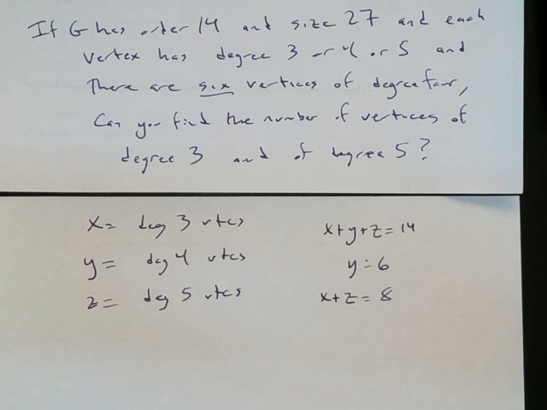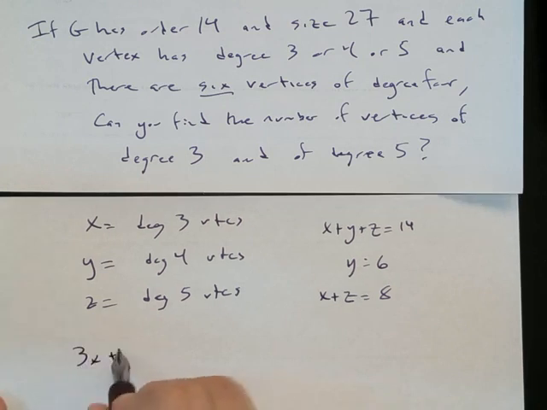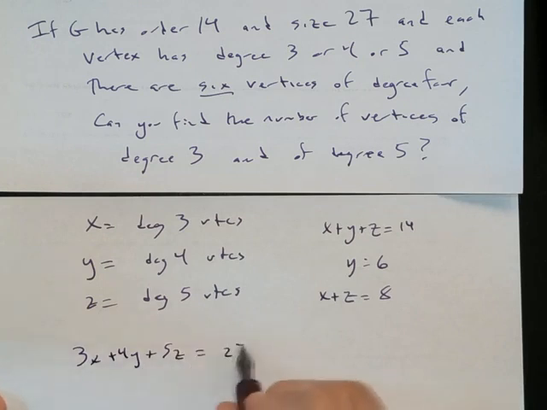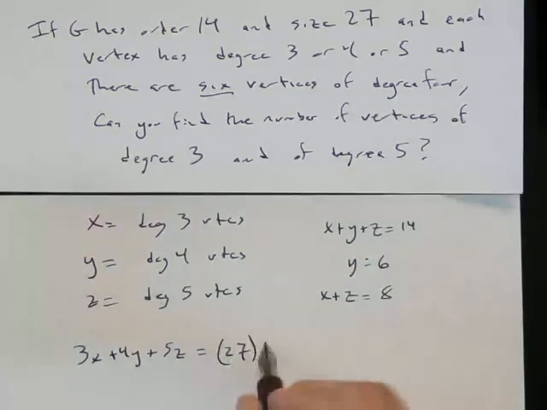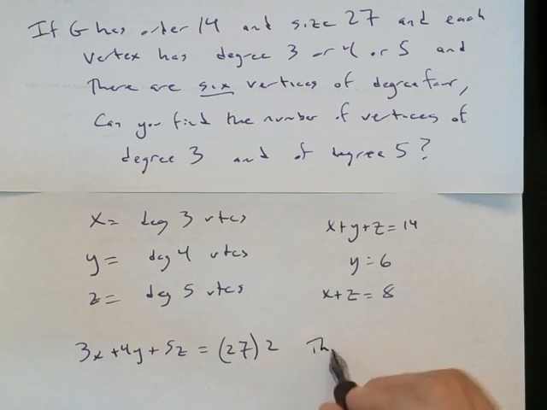I'm going to say 3x plus 4y plus 5z equals 27. I don't think this is right, because I've got to multiply by 2, right? The number of edges gets multiplied by 2. That's our handshake result. Each vertex of degree 3 contributes 3 to that count, each one of degree 4 contributes 4 to that count, each of degree 5 contributes 5 to that count. I should end up with 54 total. So this is theorem 2.1.